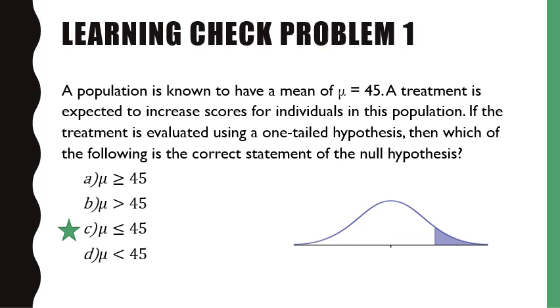So basically the null hypothesis is the body. It's everybody on the left side of this graph, so it's less than or equal to 45.